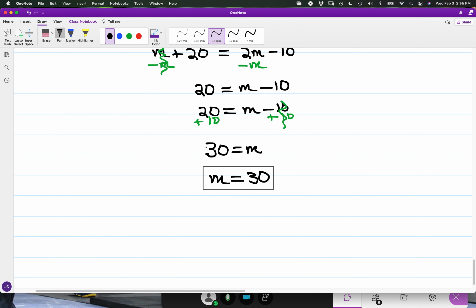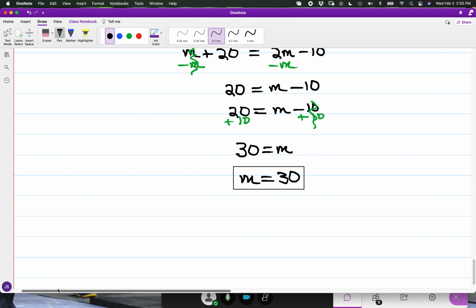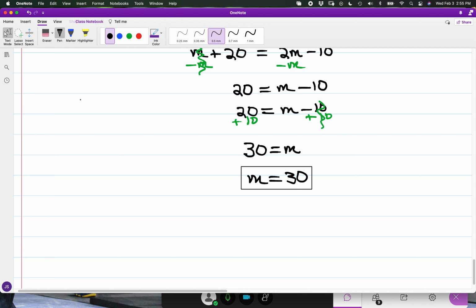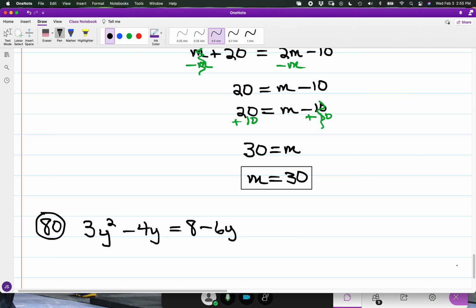All right, and we have in the crossover for quadratics, number 80. And this one can technically be solved in different ways. We have 3y squared minus 4y is equal to 8 minus 6y.